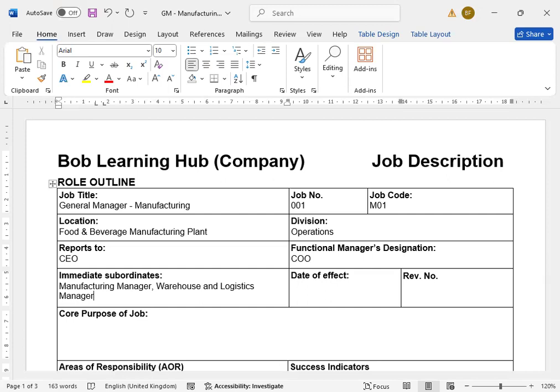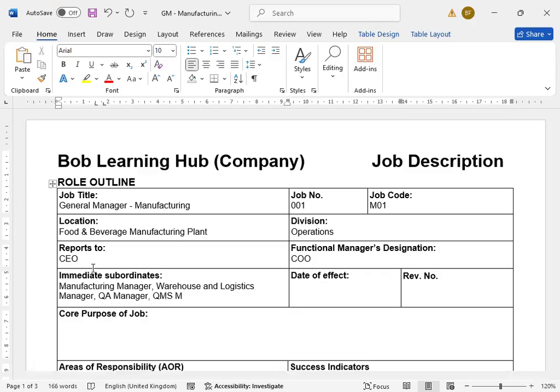So what we're trying to do now is writing the immediate subordinates for this role, and there will be manufacturing managers and warehouse and logistics managers. It could be two separate warehouses, like inbound and outbound warehouses, things like that. So okay, another one reporting to the role is the QA manager, the quality assurance manager. Okay, another direct report is the QMS manager.